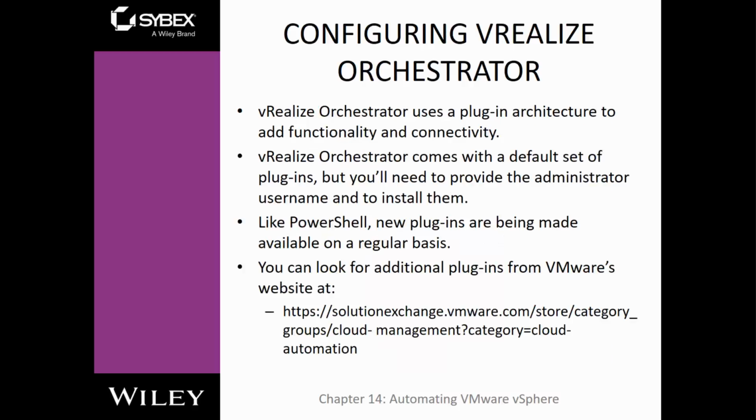To configure vRealize Orchestrator, you use plugins to add functionality and connectivity. Because it becomes default, it does come with a default set of plugins. You have to have admin access to install all of them, but it's very similar to PowerShell. You can always add new plugins, and plugins are becoming more readily available on a regular basis. You can always look at VMware's Solution Exchange for additional plugins for vOrchestrator.